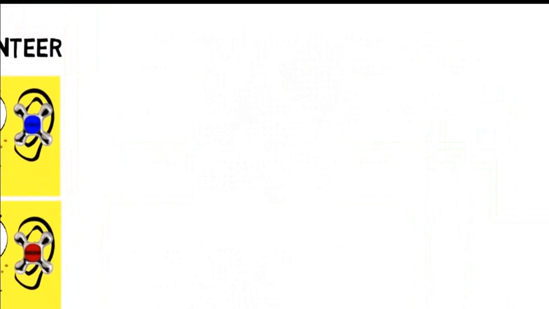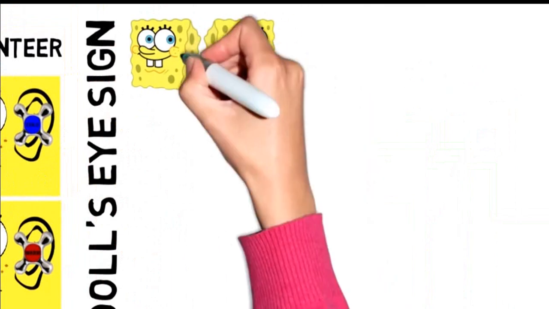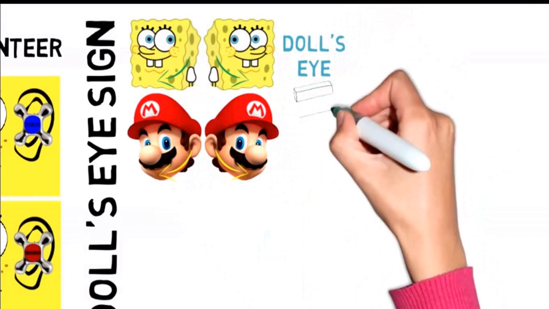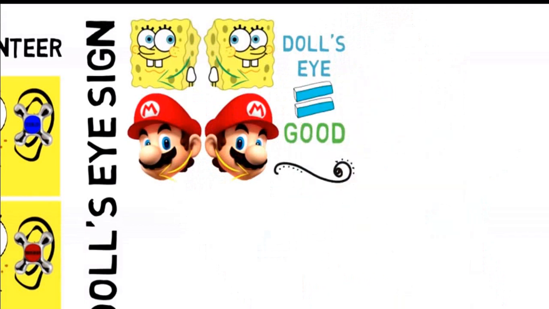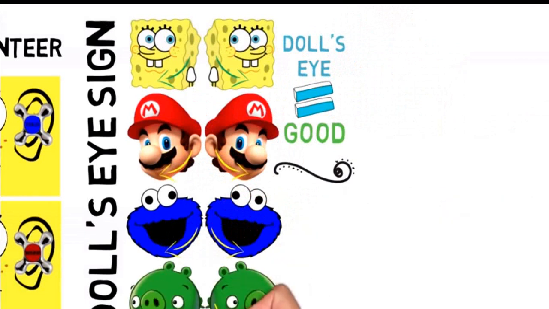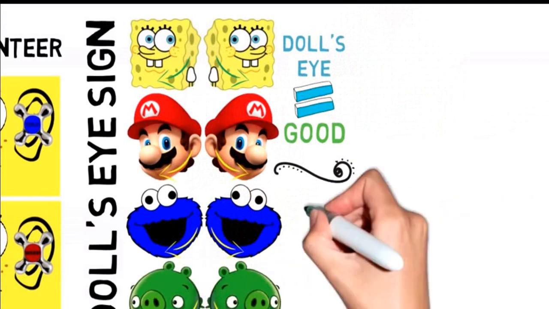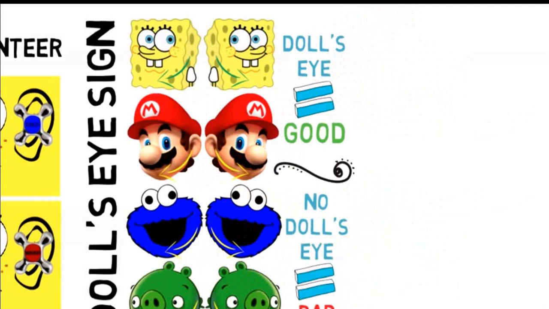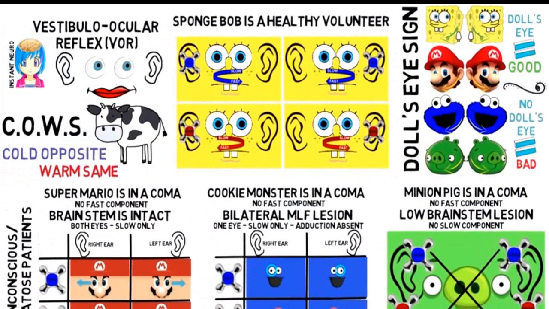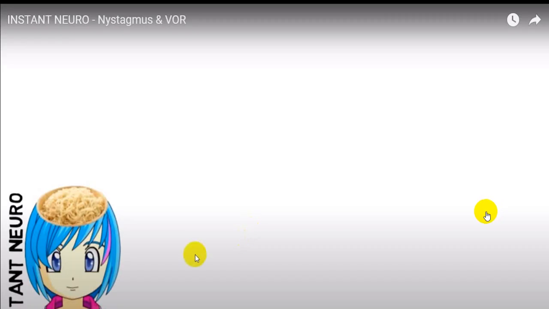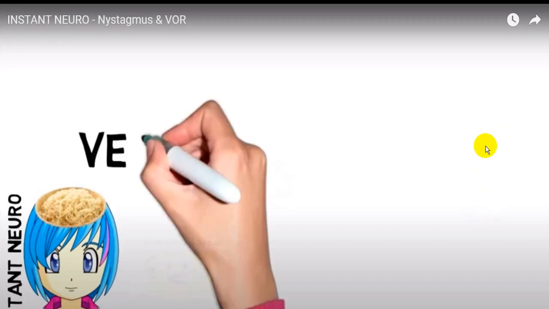Another way to assess VOR is by using the doll's eye test, in which the head is rotated to the left or the right. The reflex is present if the eyes move in the opposite direction of the head movements, and this indicates that the brainstem is intact. In our bilateral MLF lesion patient, Cookie Monster, adduction is absent. A patient with a low brainstem lesion, such as Minion Pig, will have an absent or negative doll's eye sign. Instant neuro! This is a complete explanation. Vestibulo-ocular.